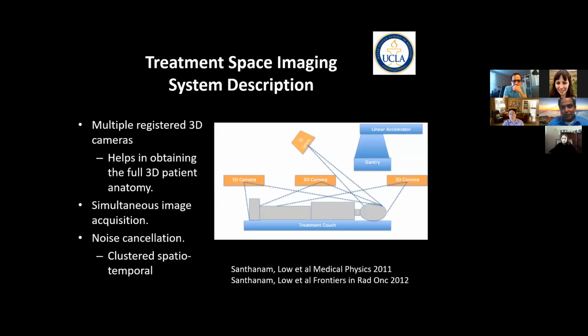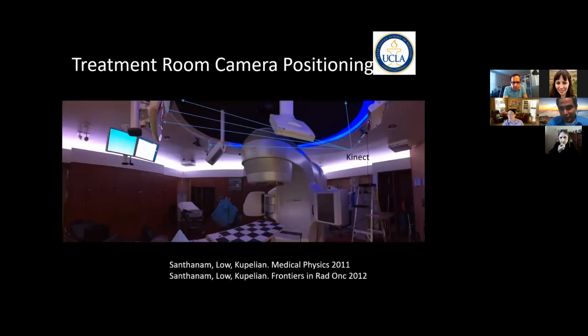So basically, you have multiple 3D cameras that are put all over the patient. Some are looking at the patient's head, some are looking at the patient's body, neck, legs, and the entire zone. And every camera acquires simultaneously, and we do a lot of noise cancellation to make sure there are no artifacts and so on. And here is a look at where it is right now in the clinic.